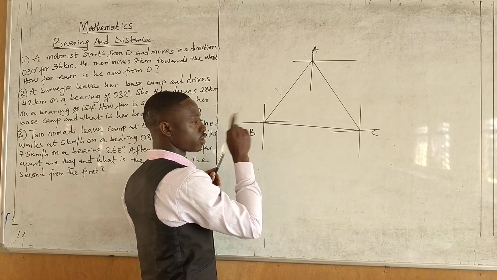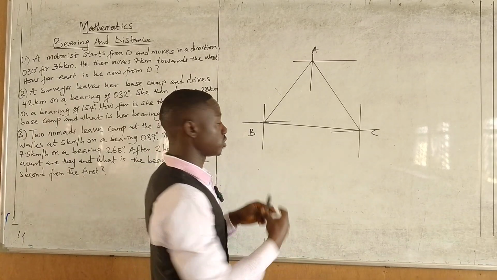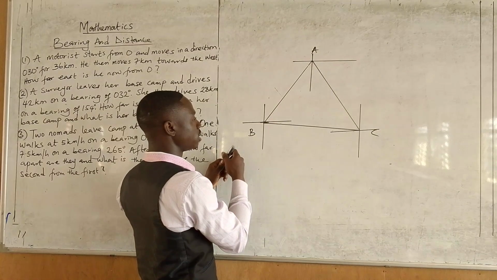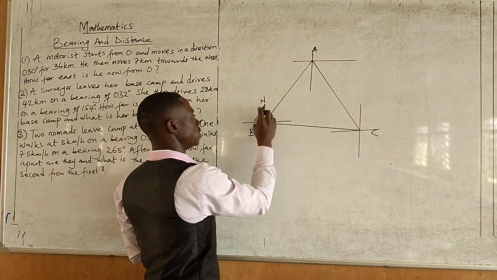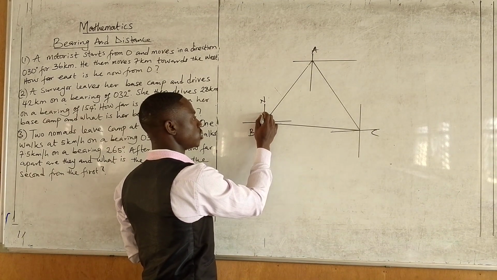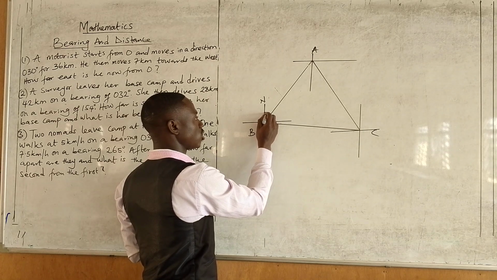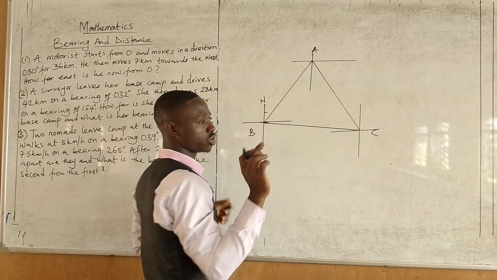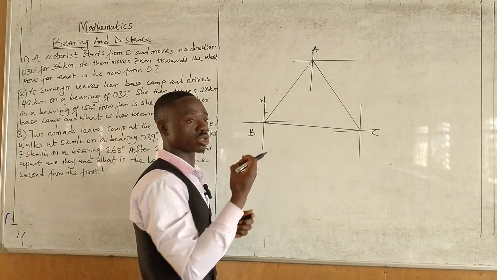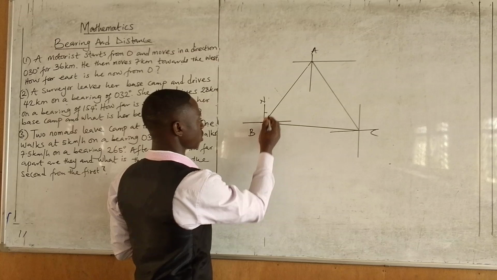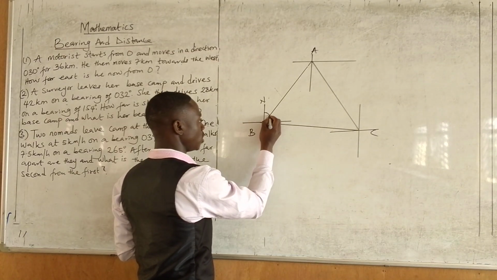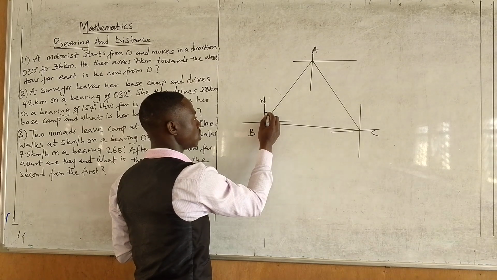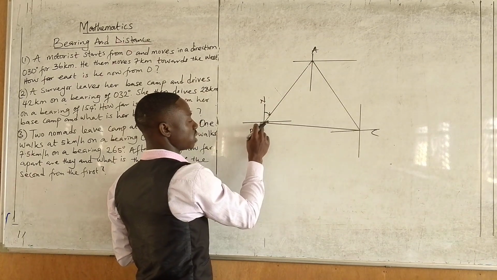So the bearing of A from B, since they say from B, you have to go to B now. Then on B, you pick the north. Now from the north, you draw a line in the clockwise direction and you will target this line, because I told you in the first video that bearing is always drawn from the north in the clockwise direction. So you go in the clockwise direction until you touch the line connecting A and B. So this is the bearing of A from B.